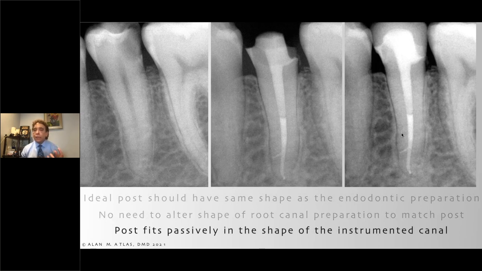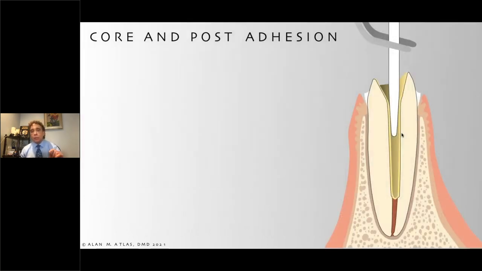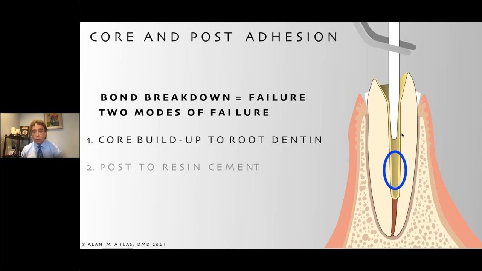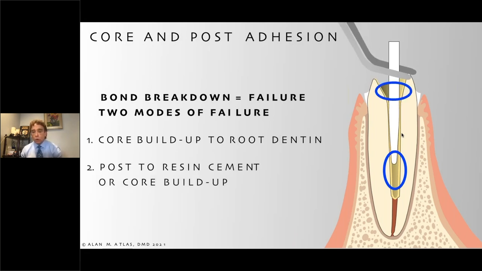This should all be clicking in for you right now and making sense, because it's truly the way to do it. And we're going to see the advantage of this smart technique now, because with cast post adhesion, there are 2 ways it can fail. Bond breakdown happens between what? The core buildup or whatever cement you use to the root dentin, and the post to the resin cement or core buildup. Those are two methods of failure.